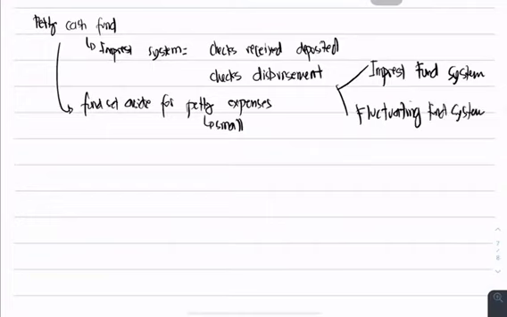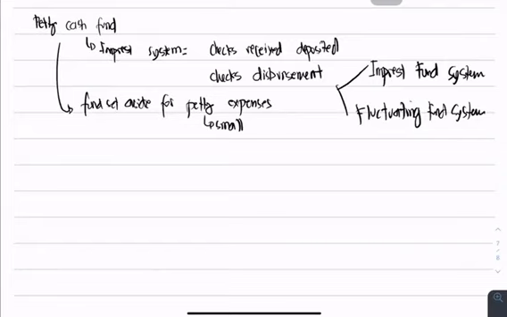When we say imprest fund system, your petty cash fund balance will not increase or decrease unless there is a change in the amount of the fund. While in the fluctuating fund system, every time there is a petty expense, it will decrease.